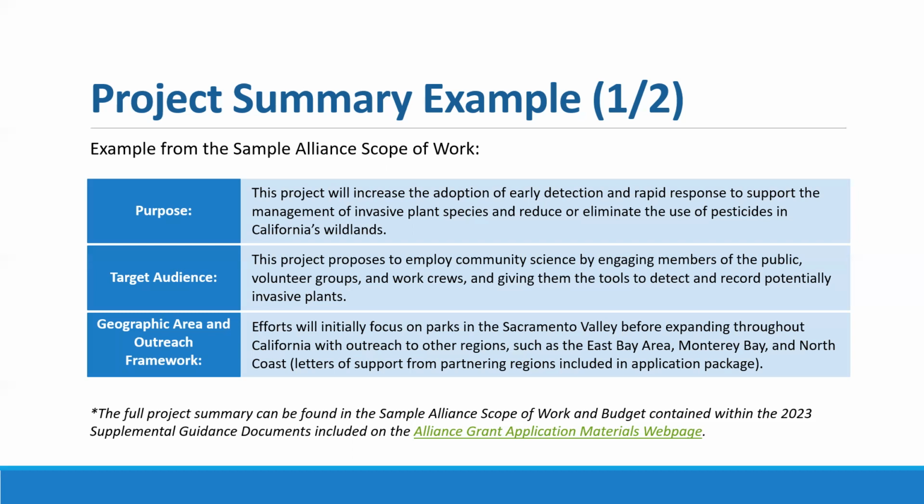This is something that we frequently see in our Alliance grant projects. Often, say in the first year, there will be more focused outreach efforts that take place in a much smaller area, for example, the Sacramento Valley. And then in subsequent years, we'll see an expansion to other regions. So for example, in this one, such as the East Bay, Monterey Bay, and the North Coast.